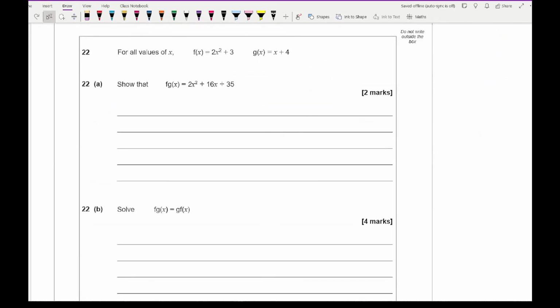So moving on to question 22, it says for all values of x, f of x equals 2x squared plus 3, g of x equals x plus 4. And question 22a says show that fg of x equals 2x squared plus 16x plus 35.